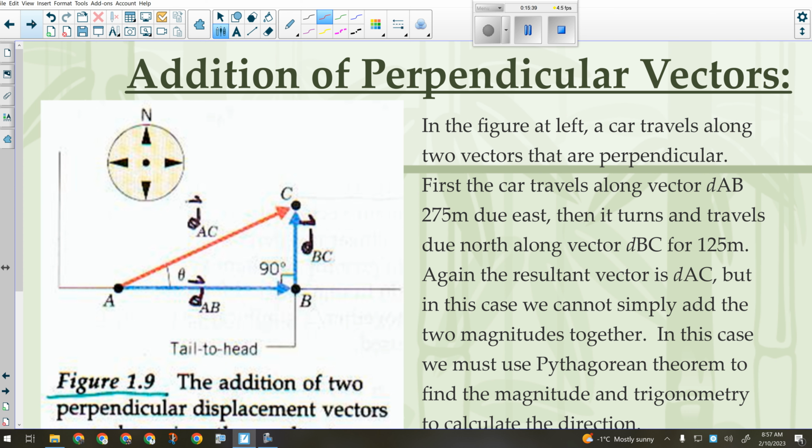Now, what if it's perpendicular? Is it going to change a little bit of what I do? A little bit. Now it's going to bring Pythagorean theorem and trig into play. I don't have to do that if it's all in a straight line. It's just plus and minus. So now this object goes 275 meters east, and then it goes 125 meters north.